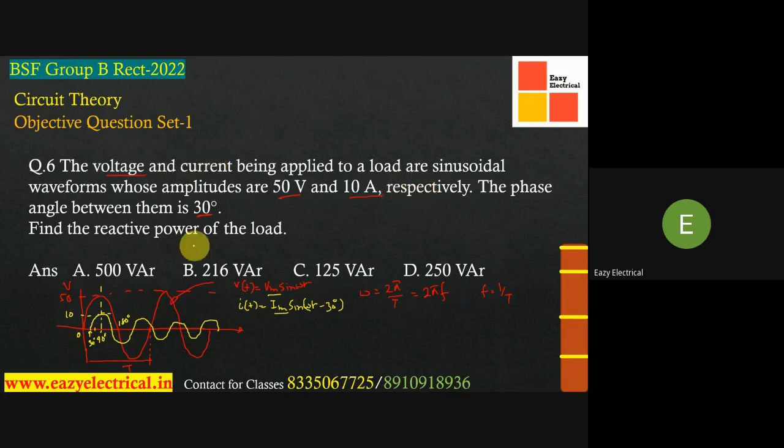Now the reactive power is nothing but V into I into sine of phi. Now what is V? V here is 50. I here is given as 10, and the value of phi is given as 30. So sine 30, that means 50 into 10 into half. That means how much is it?